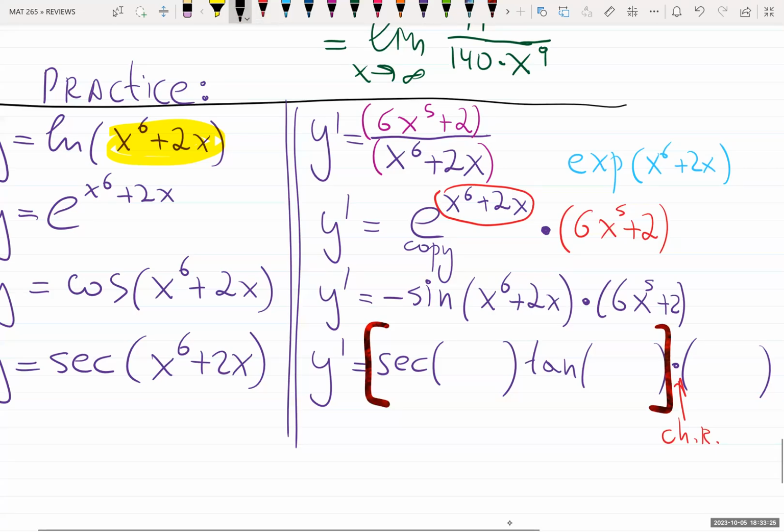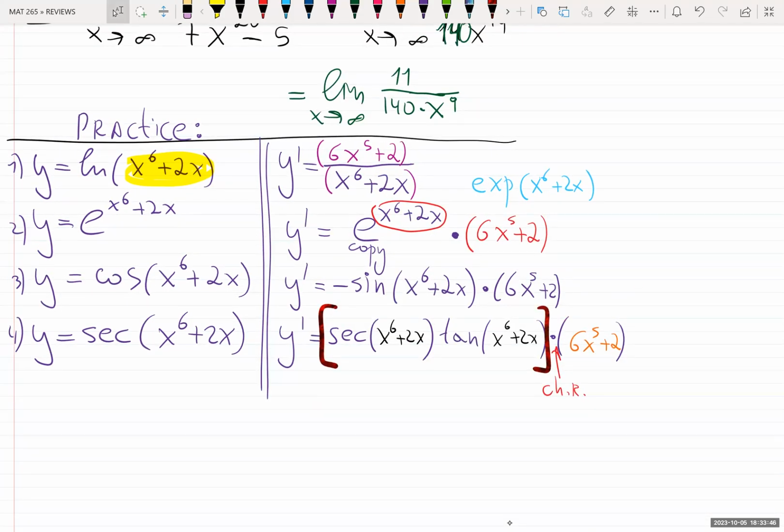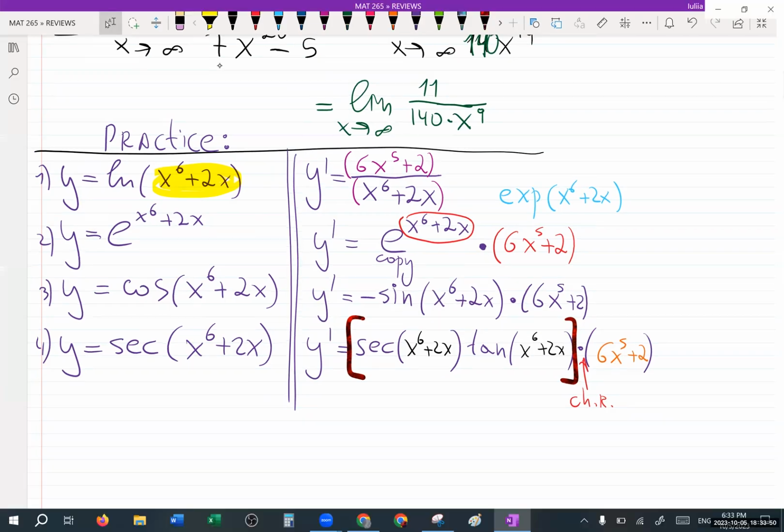So you copy it first. Secant likes itself. So secant x to the 6 plus 2x. Then it remembers about tangent and says, fine, it's going to be tangent x to the 6 plus 2x. And that's just the formula. And then times the derivative of the function inside. And that is 6x to the 5 plus 2. Here's your comparison, basically. That's, I thought was handy to explain.